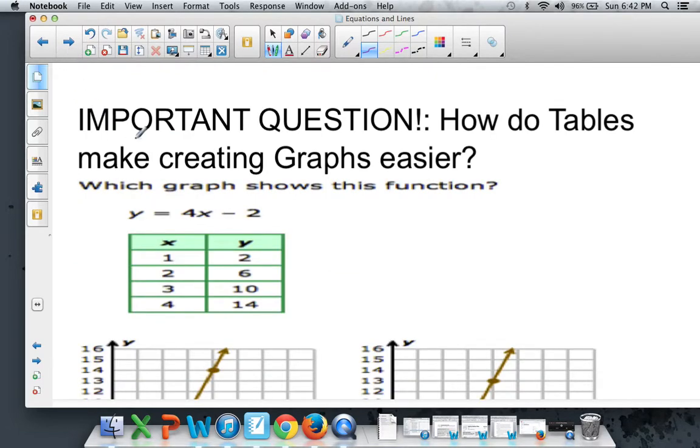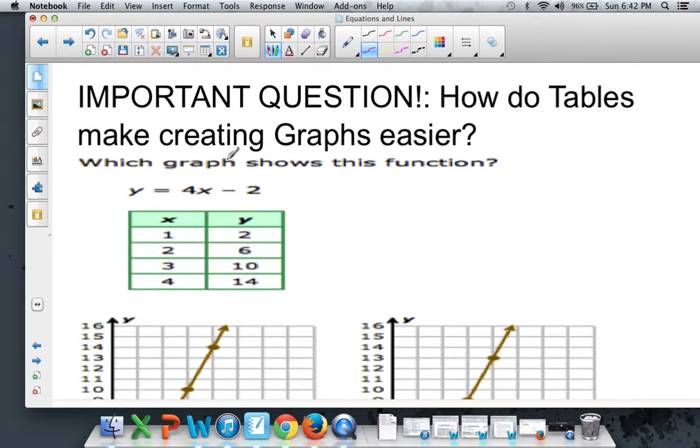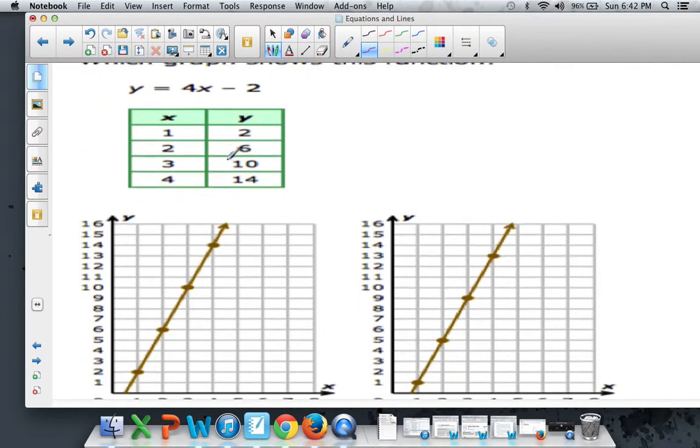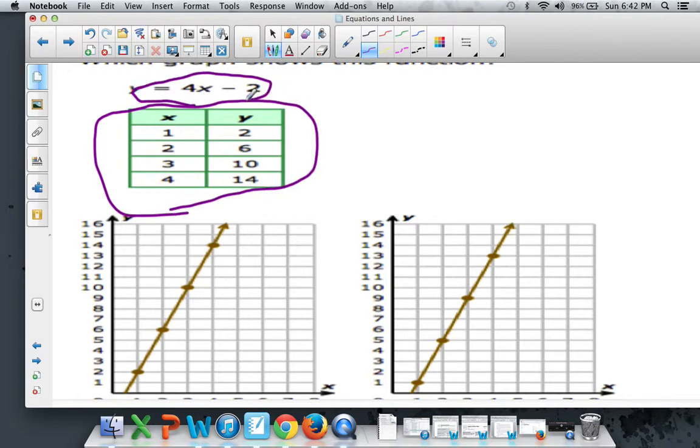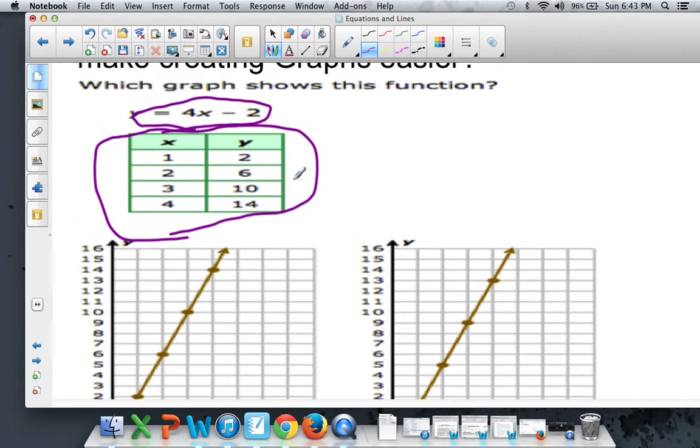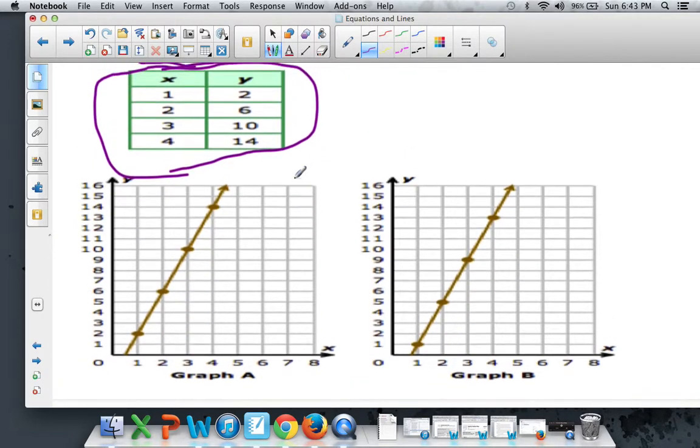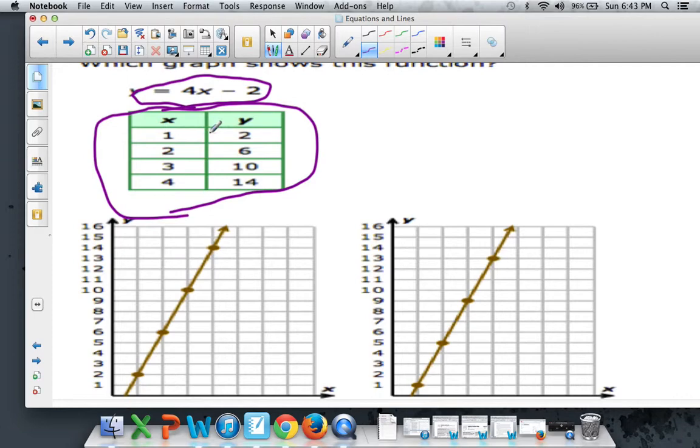Last problem. How do tables make creating graphs easier? Well, if you have a table which comes from an equation, then creating a graph is no sweat. Take a look at this table. It's giving you ordered pairs.